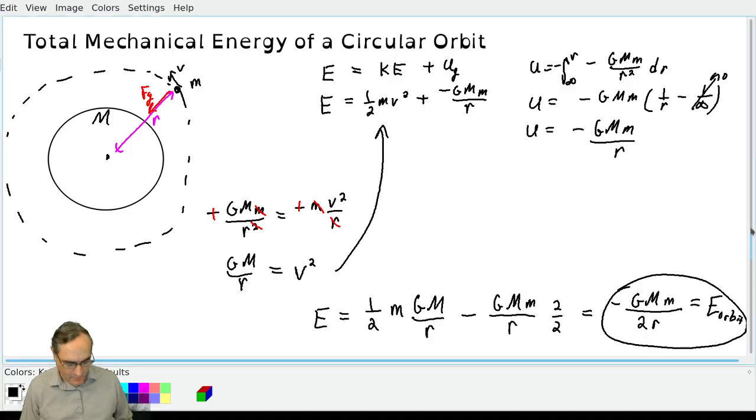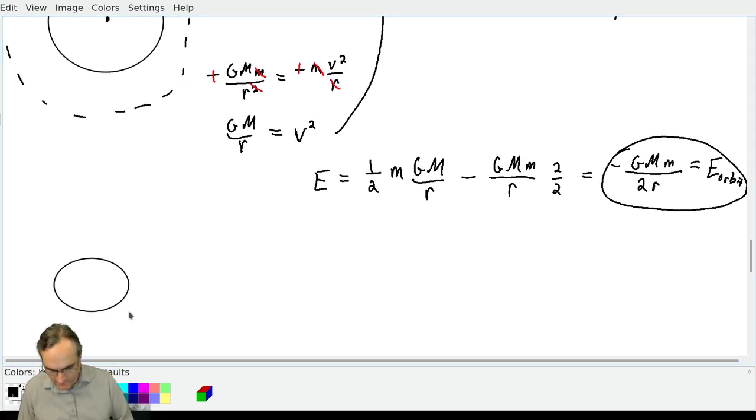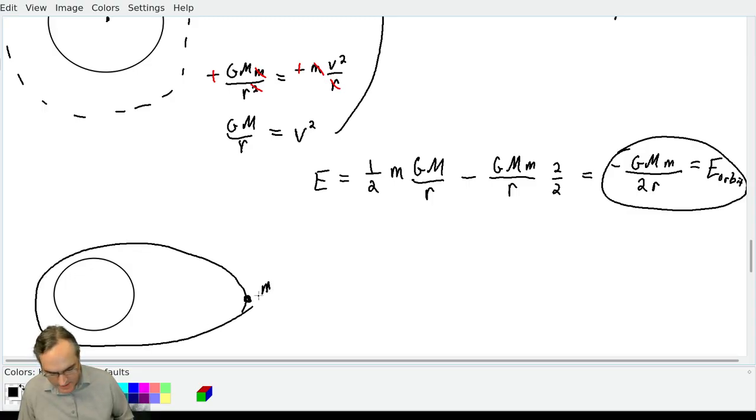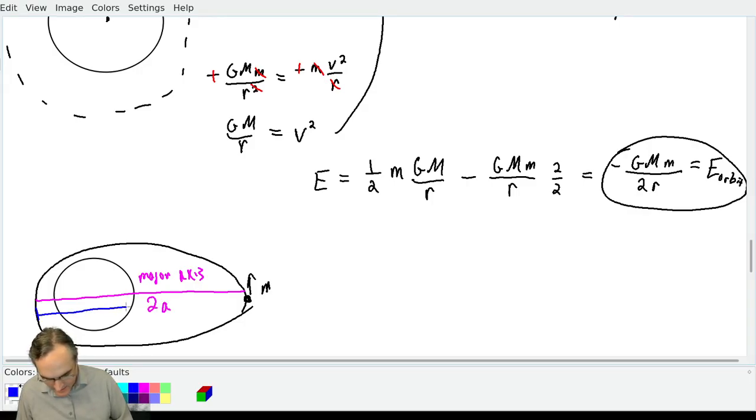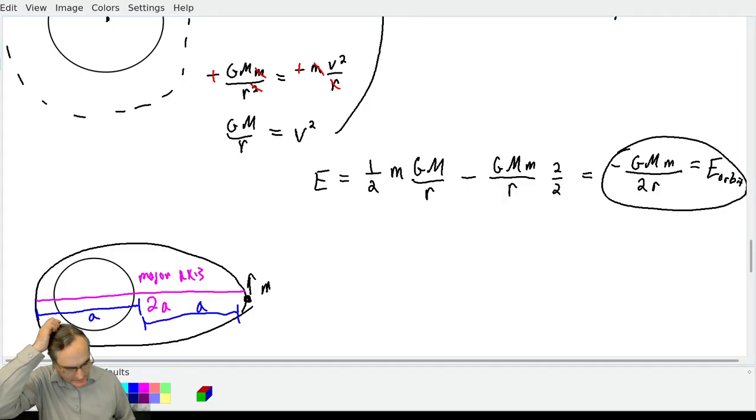Cool. All right, what happens if it's not a circular orbit? Well, again, I'm not going to do a proof on this, but if we have an object that ends up following a trajectory that looks something like this, where it goes around in an elliptical orbit, we now have to think about the semi-major axis. So along here, this is the major axis. And it turns out the major axis is equal to 2a. And the value we need is actually a. So it turns out the energy will be related to the semi-major axis.